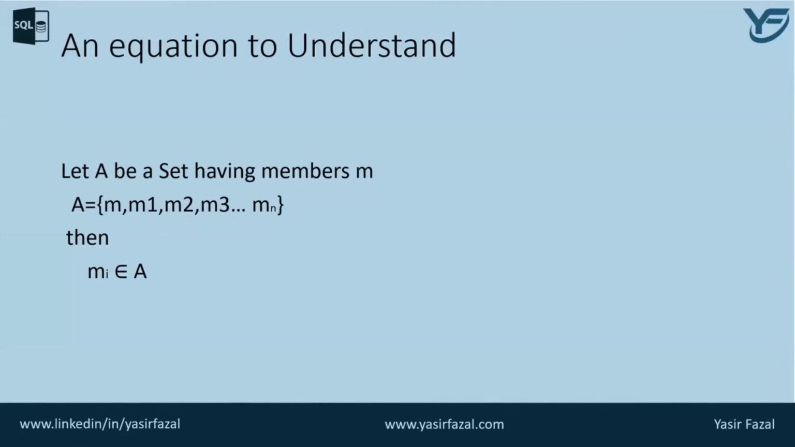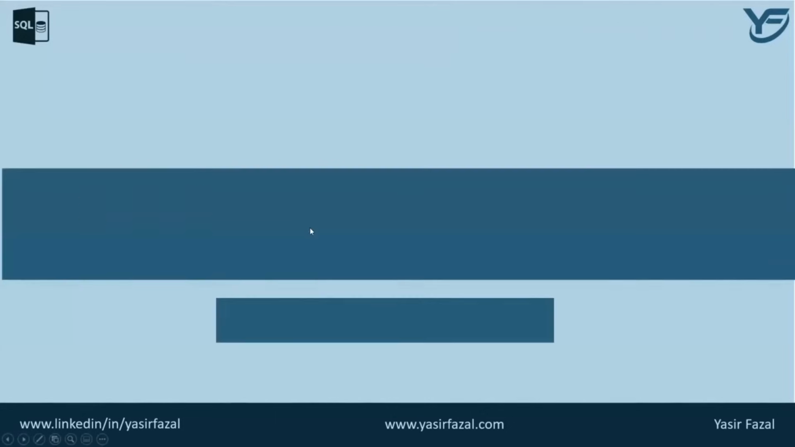So this is the basic equation of the set and the related members. It is a fundamental relation of the set and the objects that are residing in the set. So this is the basic concept about the set. I hope you have understood the concept.